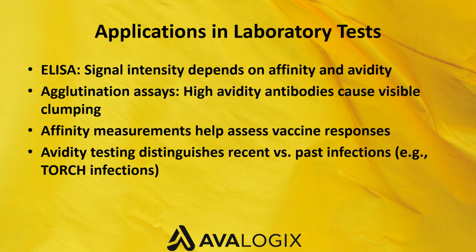Affinity and avidity are also crucial in infection timing diagnostics, such as for TORCH infections or viral diseases like cytomegalovirus. Early in infection, antibodies tend to have low avidity because they have not yet undergone affinity maturation. Over weeks to months, avidity increases as the immune system refines antibody specificity.